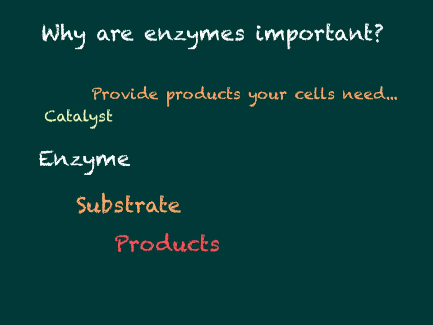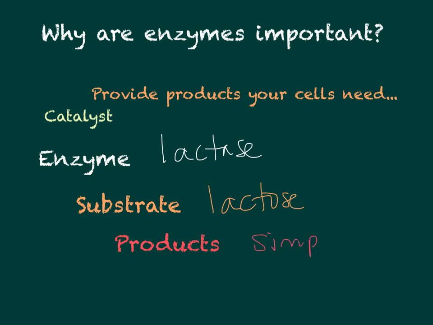The final example, which is something you also may have heard about, is the enzyme lactase. So lactase breaks down the substrate lactose, which is a common substrate found in milk. And the lactose products are simple sugars, specifically glucose. And again, that simple sugar can be used for energy, which is what it's usually used for, but it can also be used to build cell structures.